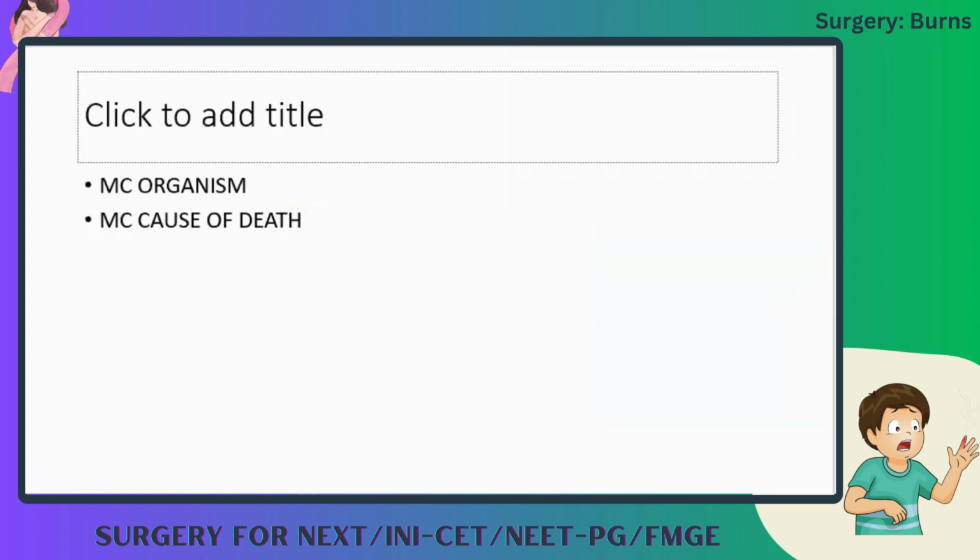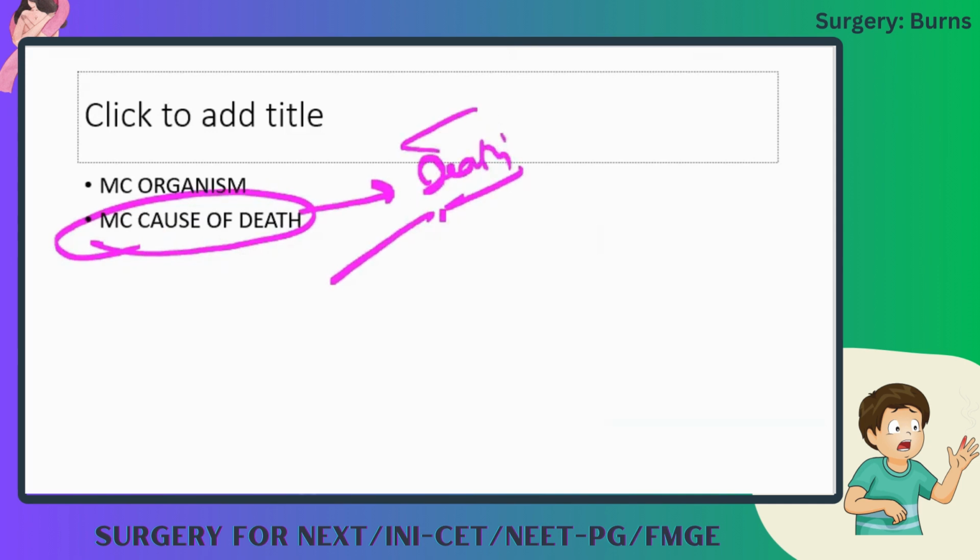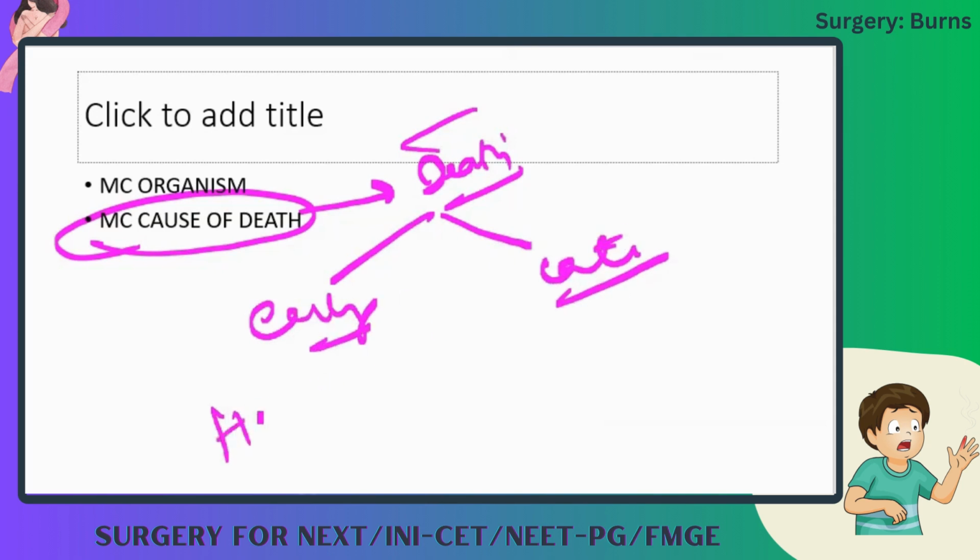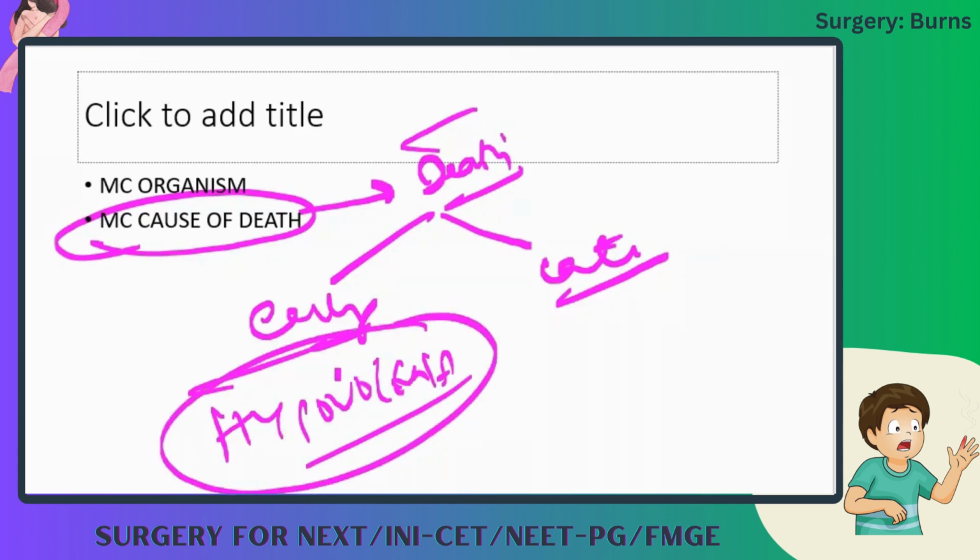Okay. So what is the most common cause of death in a burns patient? In the early burns period, it is hypovolemia. That is because of fluid loss, the patient will die. That's why we have devised a formula to give fluid, Parkland's formula, and we are giving aggressive fluid management. That is in the early burn period.